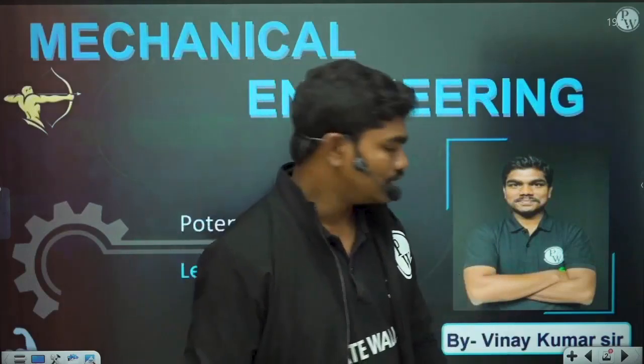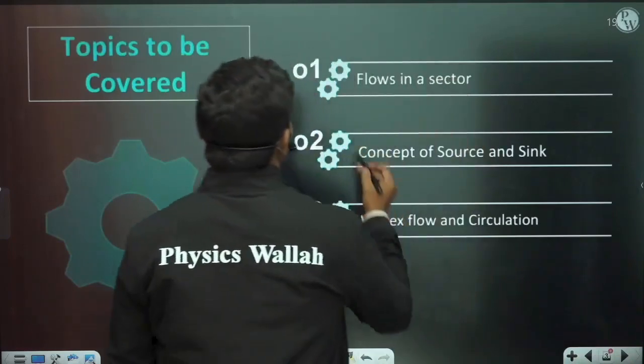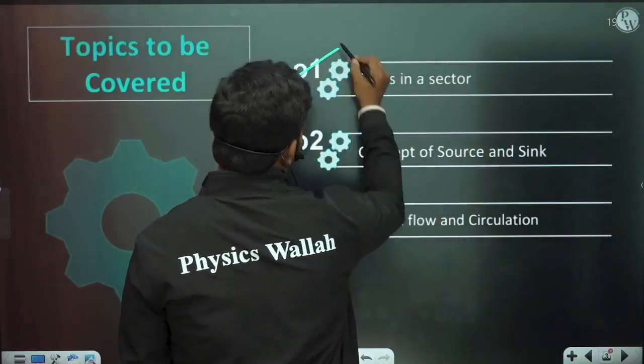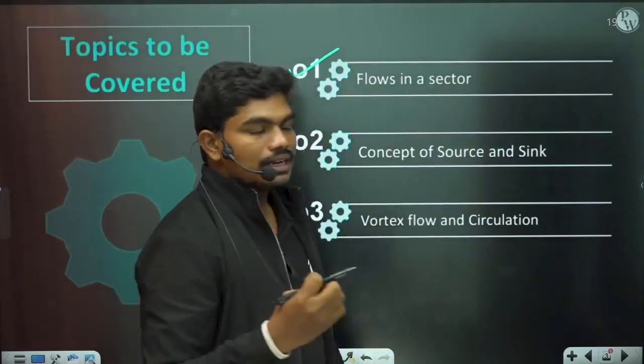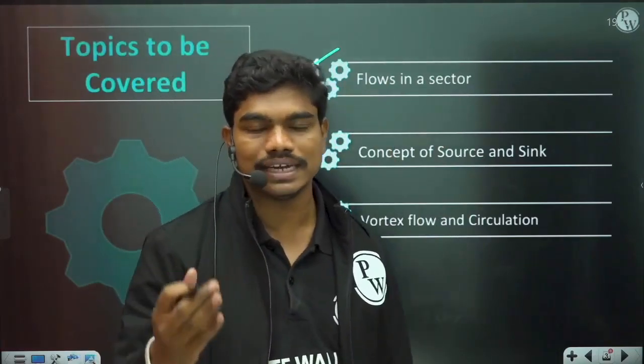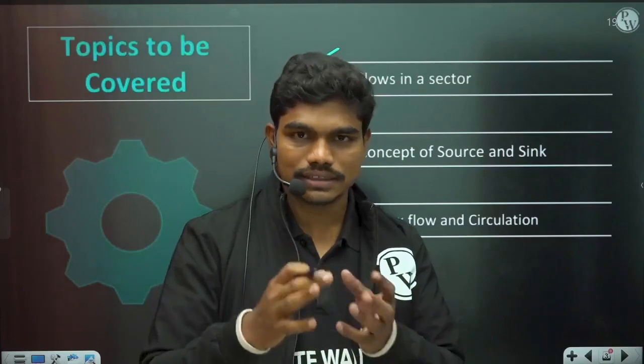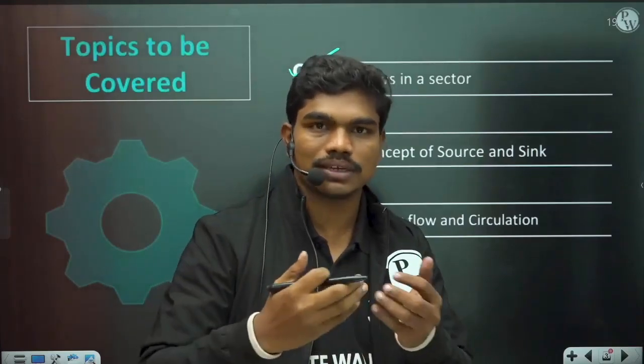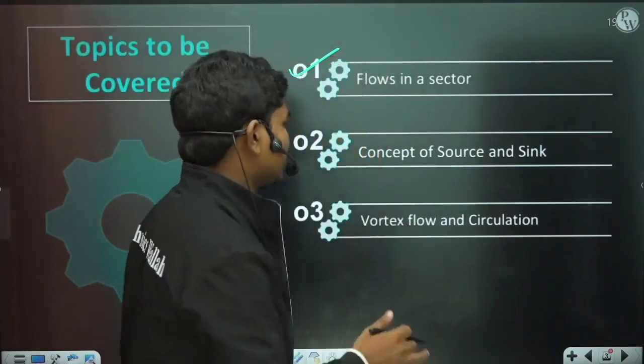Today's session is the continuation of these basic flows, and we will see some good things again. This is the plan for today. We will continue our discussion on flow in a sector. We saw in yesterday's class that when f of z is u into z power n, this gives you some special cases. Let us see how they come.